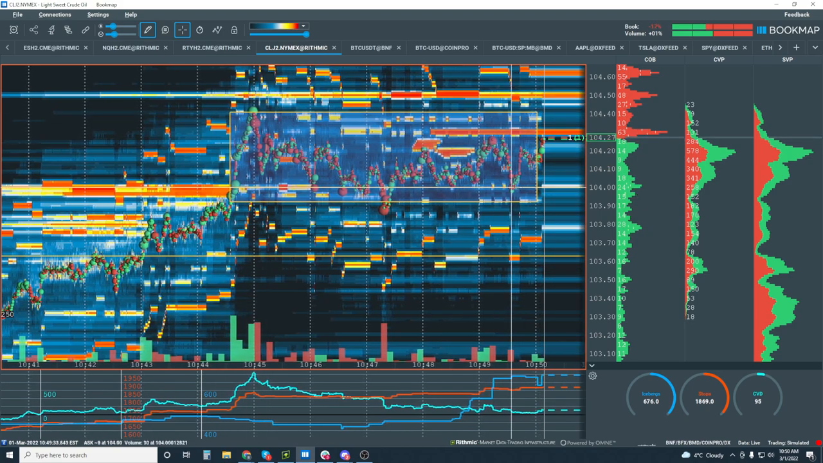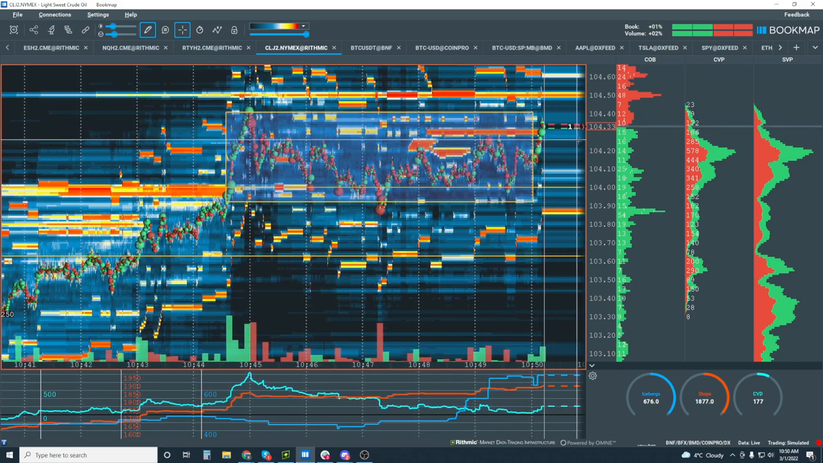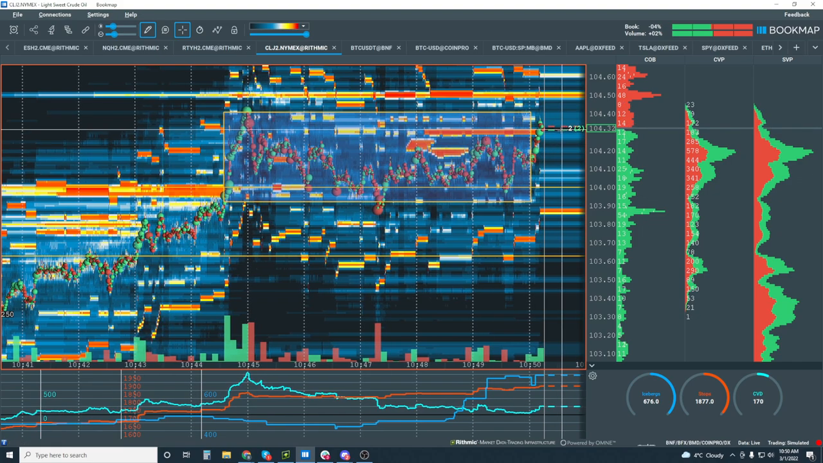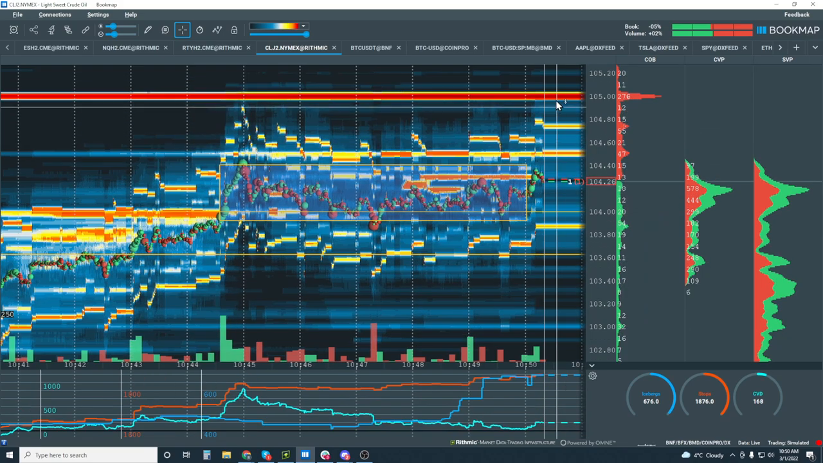So we're looking for more and more buyers here. We're finally getting them now. Okay, and now they should be able to break out. They should be able to hit our 104.50 and then 105.